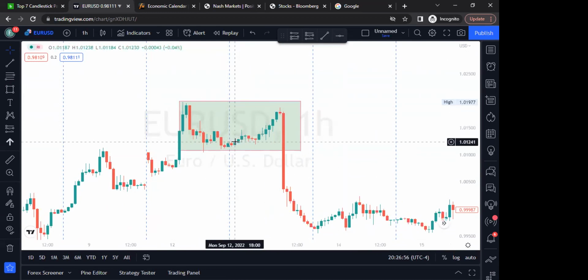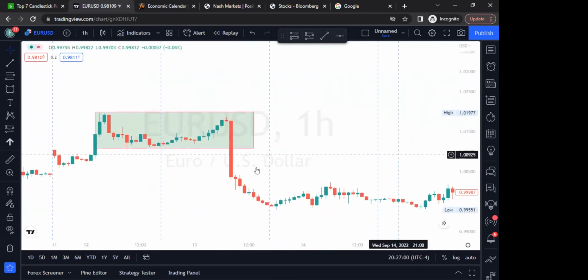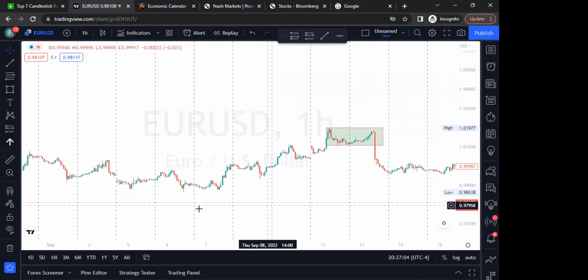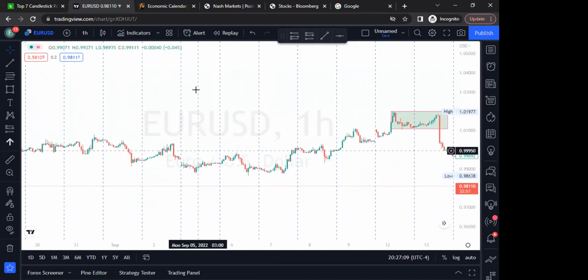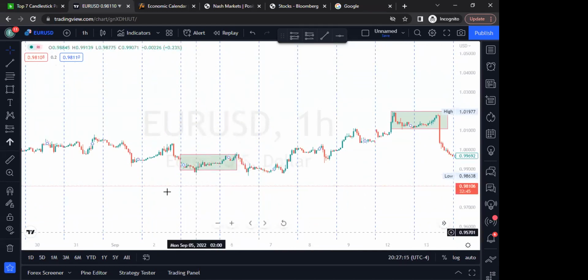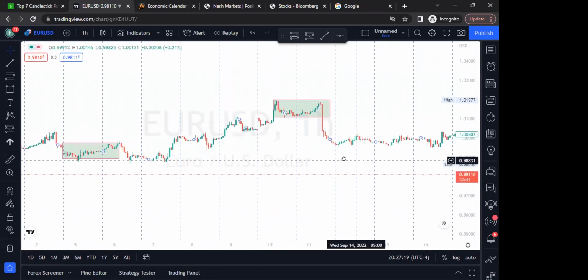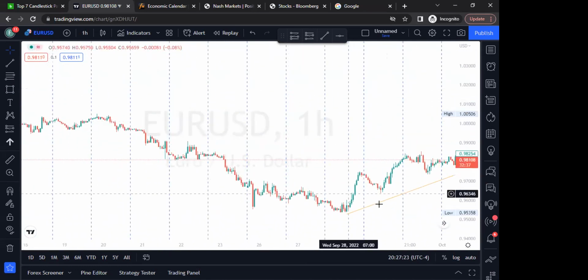So this is a perfect example, but they can also look different than this. Let's see if I can find another one, because here's a lot of them actually. Right here. This is another ranging market, but overall, it goes down into a trend.